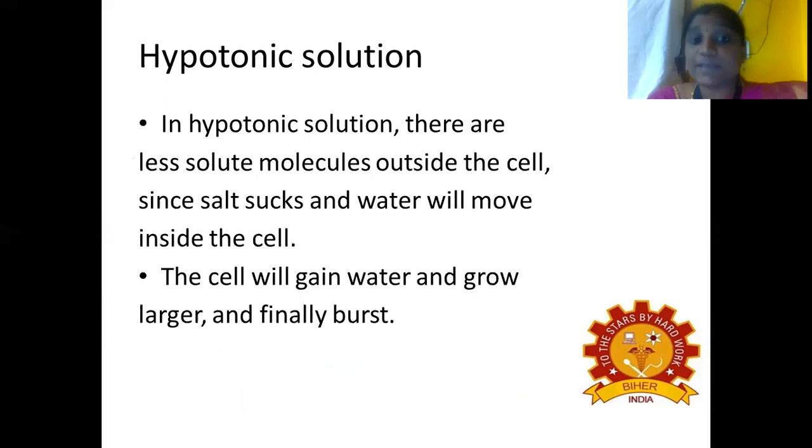And the third one is the hypotonic solution. In the hypotonic solution, there are fewer solute molecules outside the cell. Since the salt sucks, the water will move inside the cell, so the cell will gain water, grow larger and finally burst. So it occurs in the hypotonic solution. Here fewer solute molecules are present outside the cell, so more water enters inside the cell, which may cause swelling of the cell. So osmosis is explained with three types of solution: hypertonic, isotonic, and hypotonic.